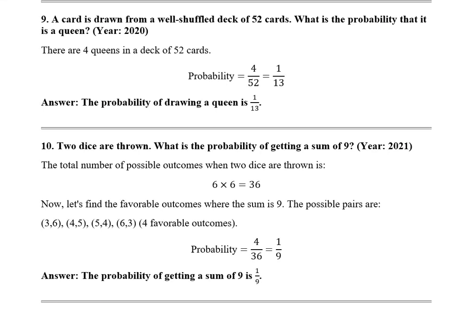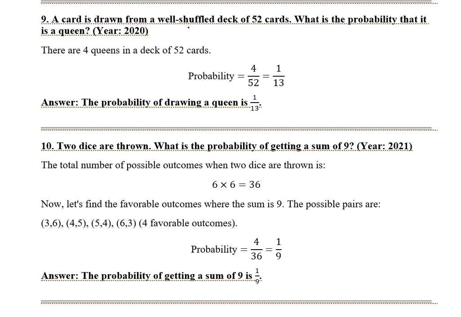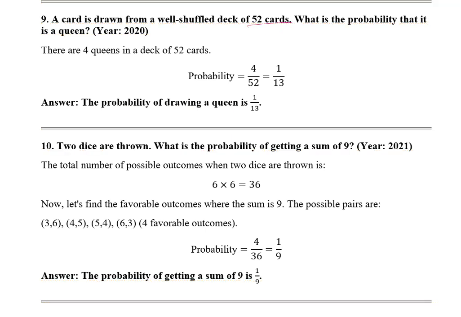Question 9. A card is drawn from a well shuffled deck. What is the probability that it is a queen? Okay, there are 4 queens in 52 cards. So 4/52 came, which is 1/13. This is the probability.